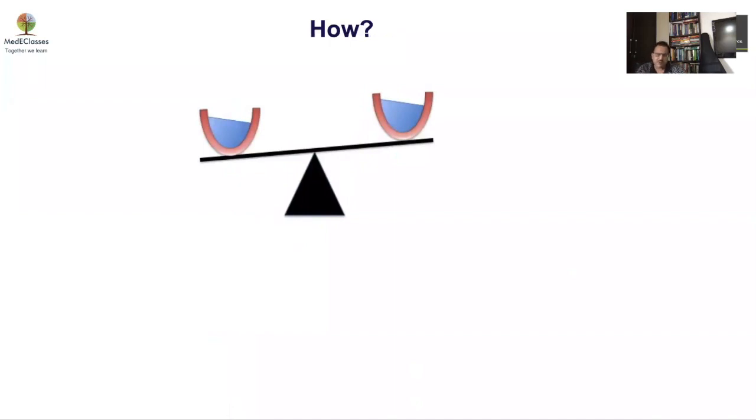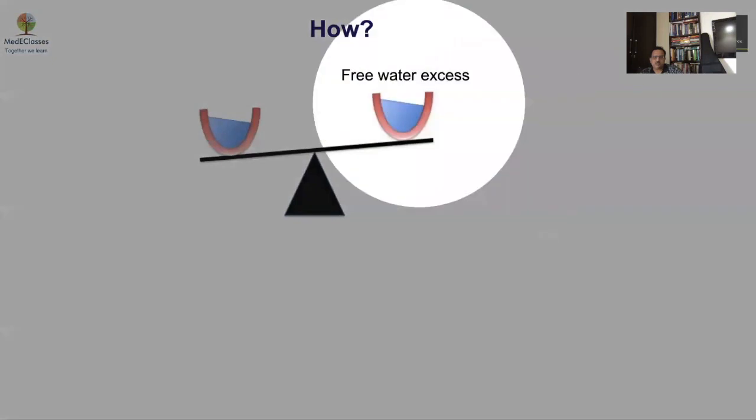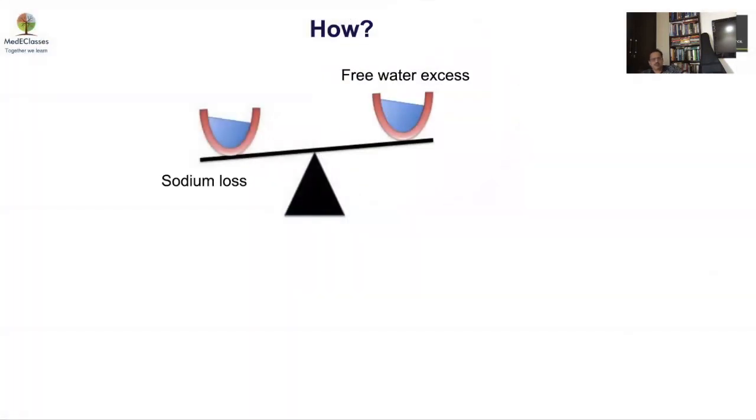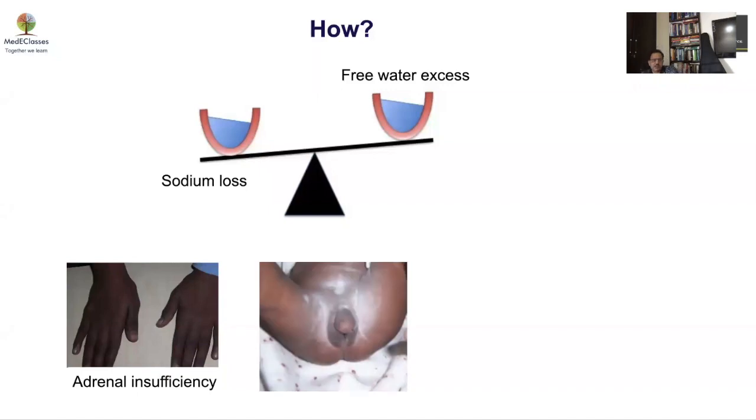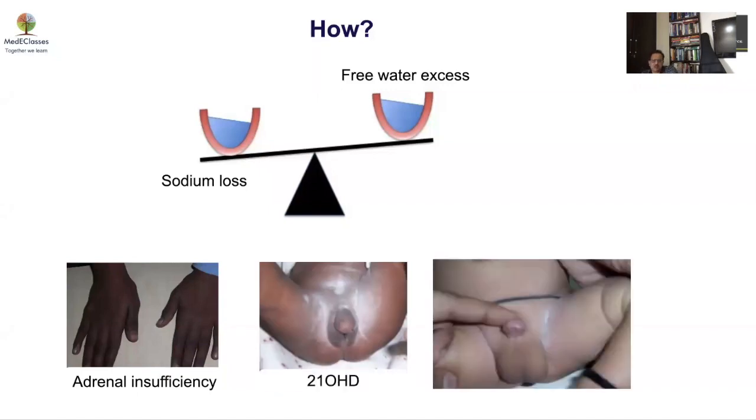So once you have somebody who comes to you with hyponatremia, look for the hydration level. If it is too much, it is free water excess. If it is less, it is sodium loss. Look for pigmentation, for adrenal insufficiency. DSD will suggest 21-hydroxylase deficiency. And if there is micropenis, it is multiple pituitary hormone deficiency.